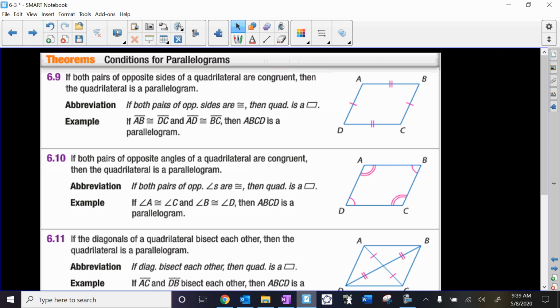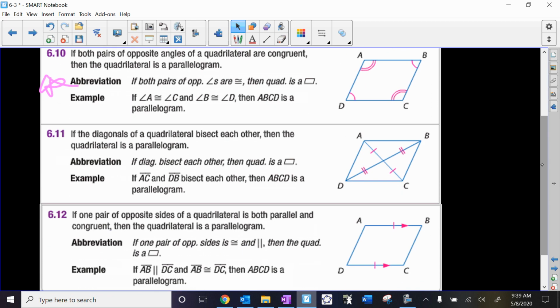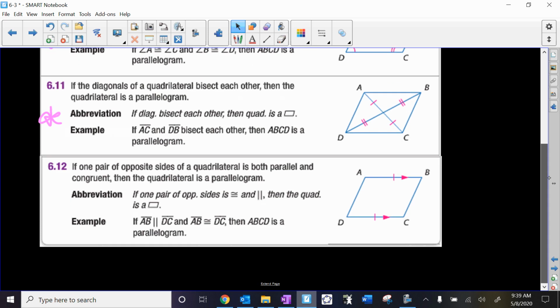So if you can show me that both pairs of opposite sides are congruent, then you know that it is a parallelogram. The next one is saying if you can show that opposite angles are congruent, then it's a parallelogram. If you can show me that the diagonals bisect each other, then it is a parallelogram.